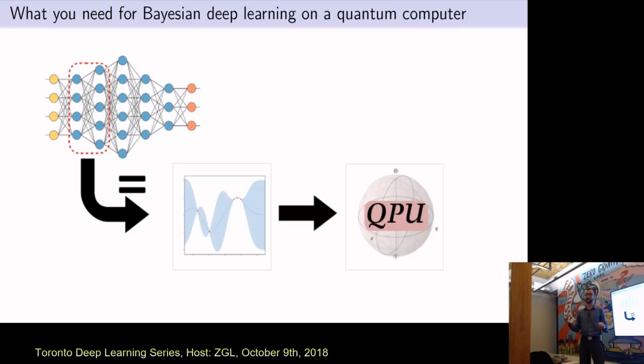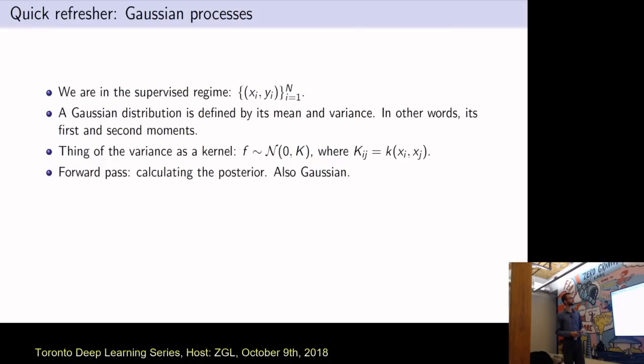And the first author of this award-winning paper had already had a paper on training or calculating stuff on Gaussian processes in the quantum computer. So from there, it was fairly easy to think through what are the new mathematical advances we would need to extend this framework. So, a super quick refresher on Gaussian processes.